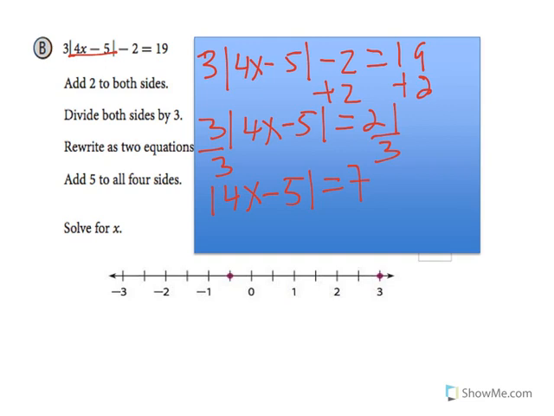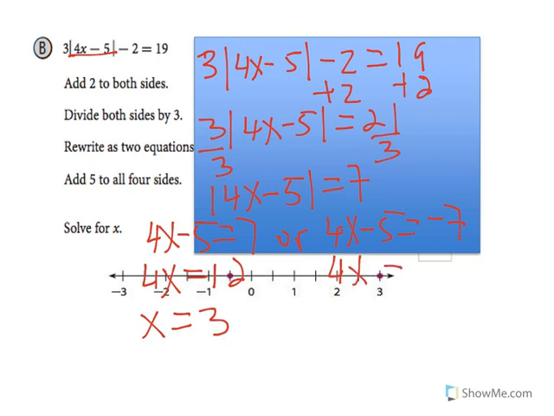So once we have the absolute value by itself, then we can say 4x minus 5 equal to 7, or 4x minus 5 equal to negative 7. And then we can solve for x, so then 4x equal to 12, so x equal to 3, or 4x equal to negative 2, so x equal to negative 1/2. Right? So then if you look at our dot, it will be x equal to 3 or negative 1/2.